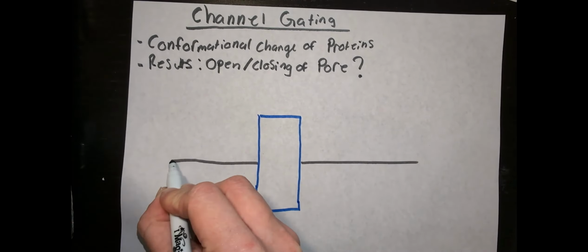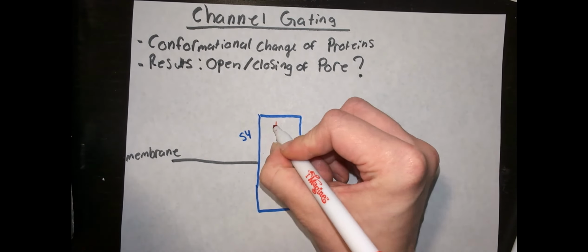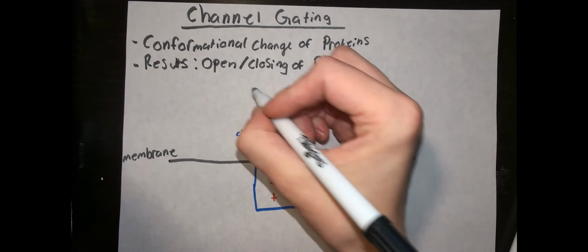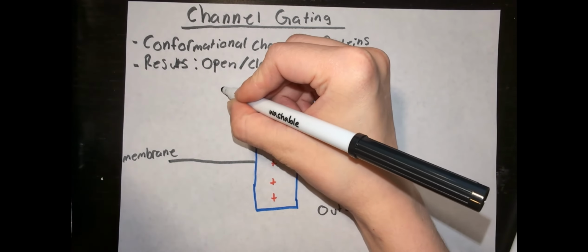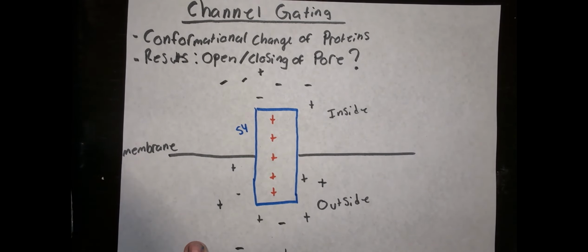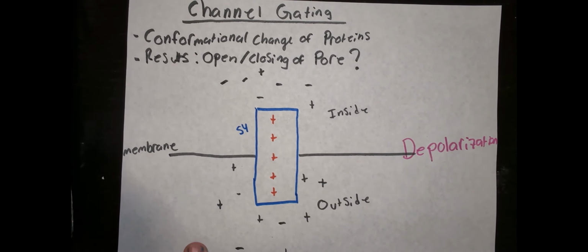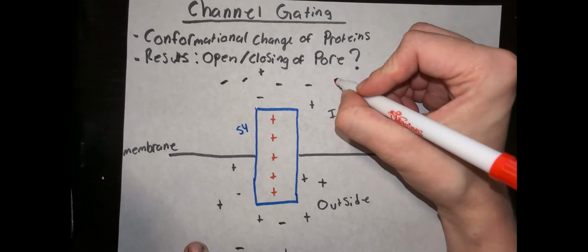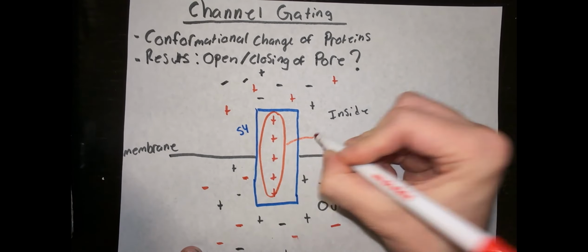So I'm just drawing our main voltage gating helix. So this is our 4th helix, and it's filled with positively charged amino acids. So as we know, the inside of the cell is typically more negatively charged than the outside. And what will actually happen is, as depolarization occurs, those positively charged amino acids are going to move to the side that is, of course, more negative. Positive is attracted to negative.